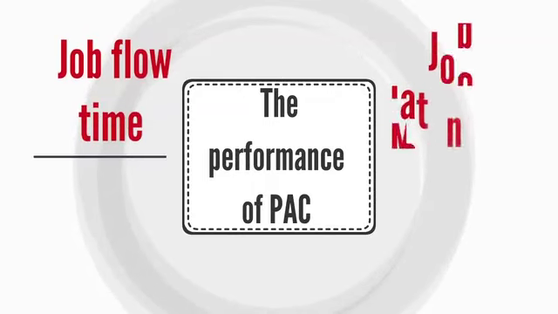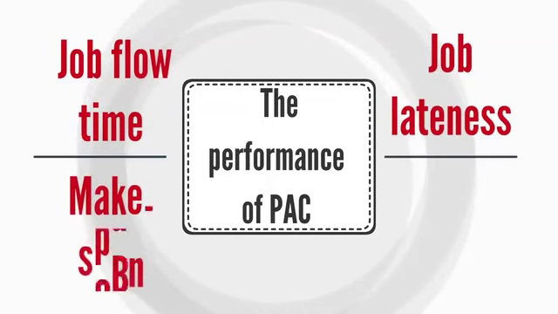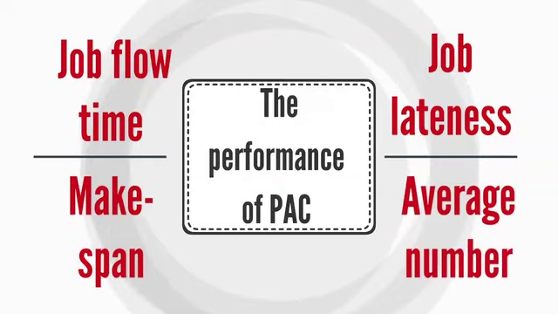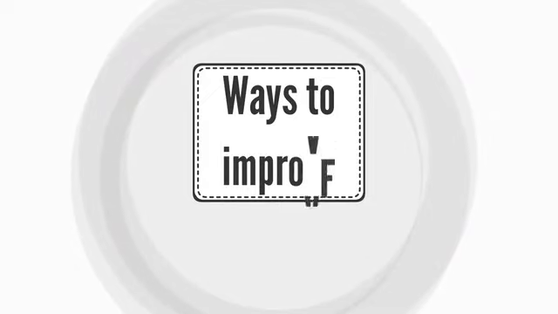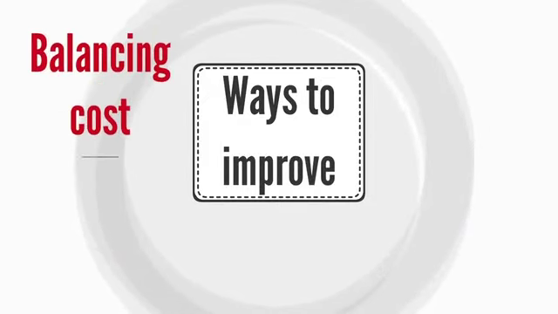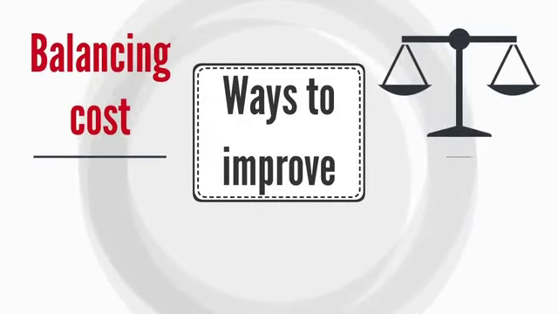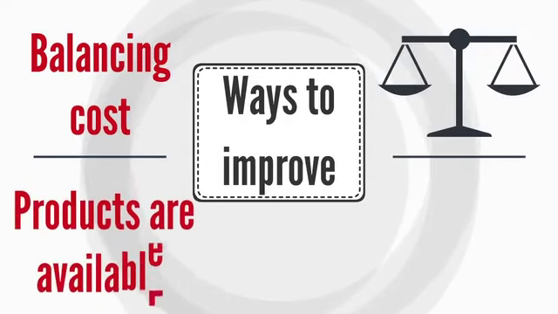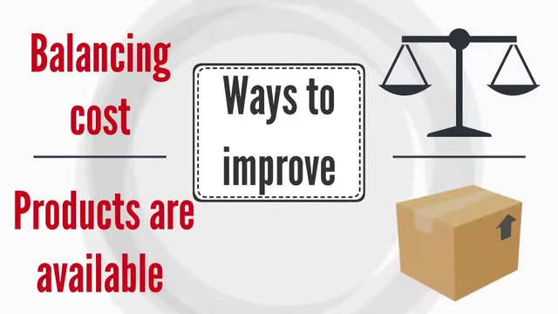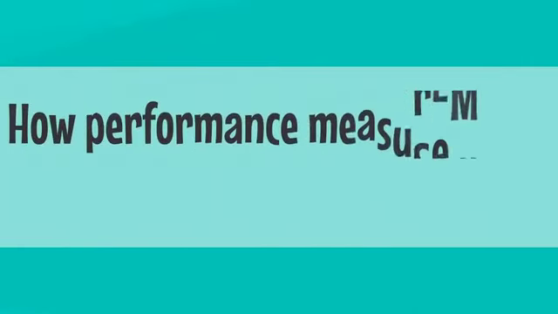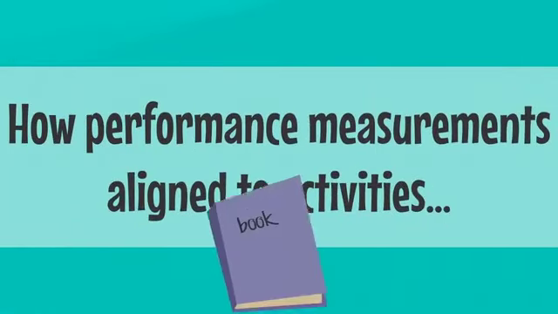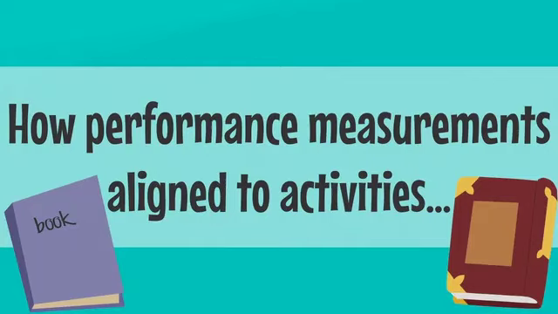Performance measurements will include job flow time, job lateness, make span, and the average number of jobs. The primary reason for measuring performance in any production facility is to find ways to improve. It's all about balancing cost while ensuring that products are available when they are needed to meet demand. More information regarding how performance measurements align to activities in the factory are available in your practitioner's guide.